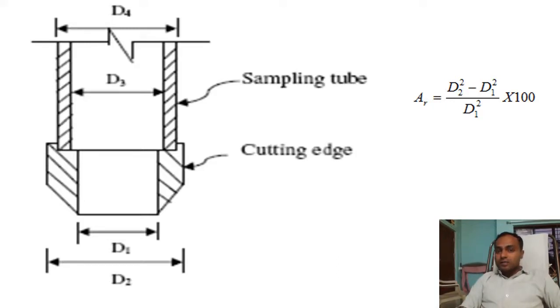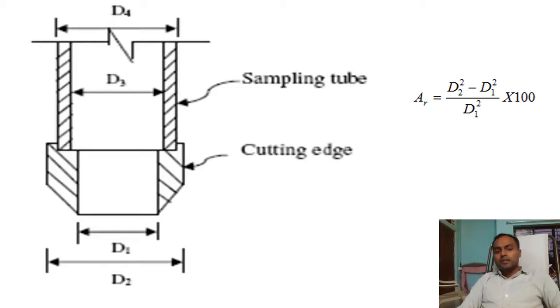Indian Standard specifies that for obtaining a good quality undisturbed soil sample, the area ratio should be less than or equal to 10%. You need to design your sampler such that the area ratio is less than or equal to 10% for thin wall samplers. If you are using thick wall samplers, it can be as high as 110 percent. For example, for split spoon samplers, the area ratio can be about 110 percent. And for a Shelby tube, which is a thin wall sampler, as I said, it is less than 10%.